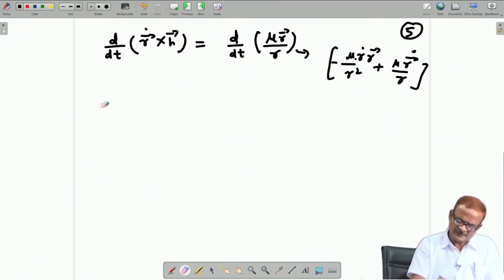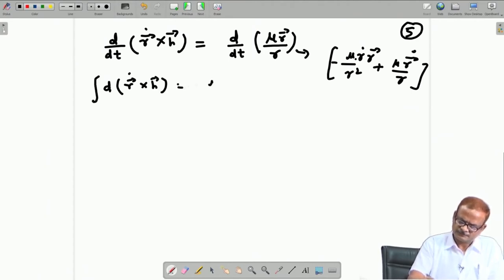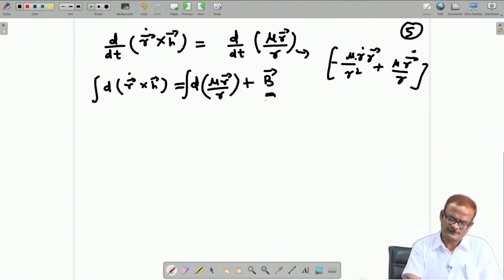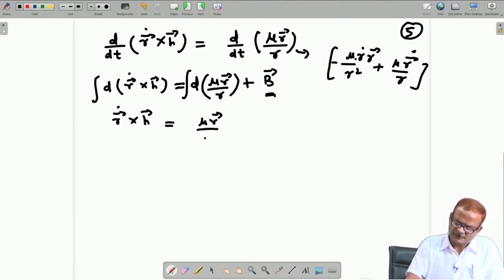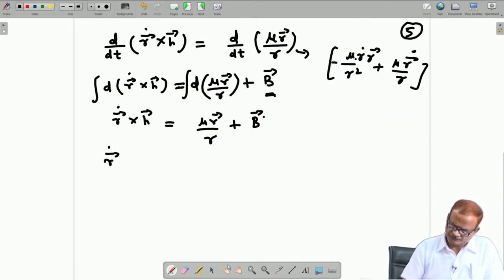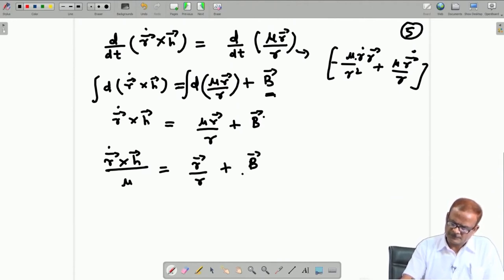Now if we integrate with respect to t, we can write it like this. Because both sides are vectors, this constant is going to be a vector. Therefore, what we get here is r dot cross h equal to mu r by r plus b, and we will divide it by mu and write it in this way: r dot cross h divided by mu equal to r by r plus b by mu.